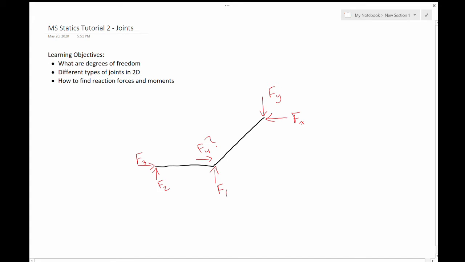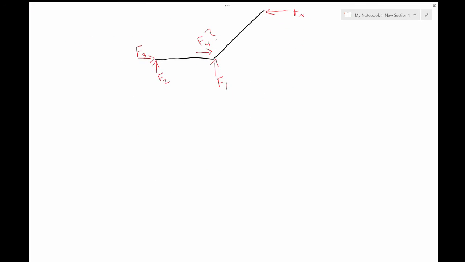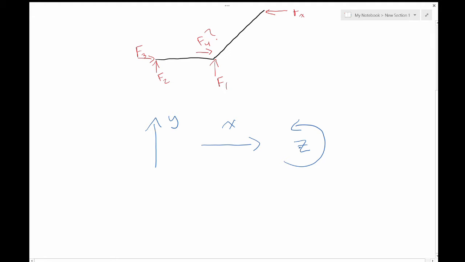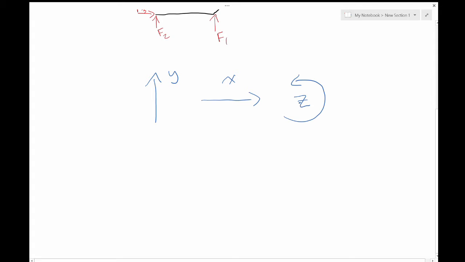And to understand this, first we should go over what are the ways that things can move in our xy plane. Well, there's 3 ways things can move. Either they can translate in the y direction, they can translate in the x direction, or they can rotate about the z-axis, and that's what we've sort of been calling moments, right? Moments cause things to rotate about the z-axis. And different types of joints in the real world are going to restrict different types of motion. And so in statics in 2 dimensions, you'll get these pictograms to represent different types of joints and kind of give you an idea of how they're going to work.